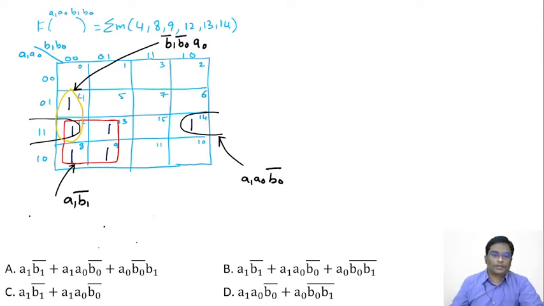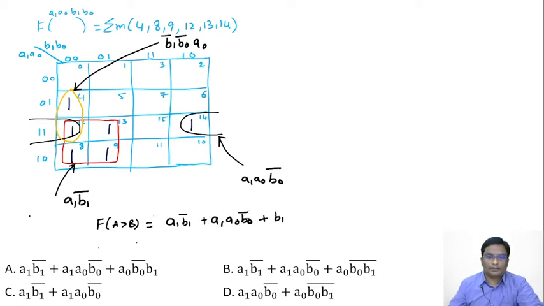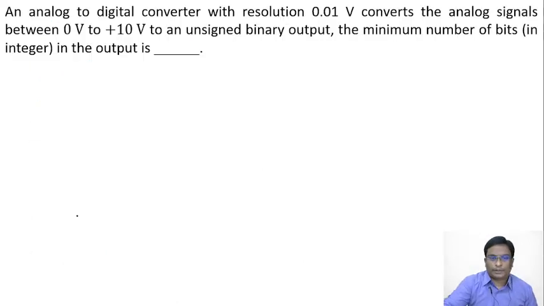That's all. Therefore, what is the total function for f of A greater than B? This is A1 B1 bar plus A1 A0 B0 bar plus B1 bar B0 bar A0. Choose the right option. Option A is the right answer: A1 B1 bar, A1 A0 B0 bar, A0 B1 bar B0 bar. That's the right answer. Let's move on to the next question.